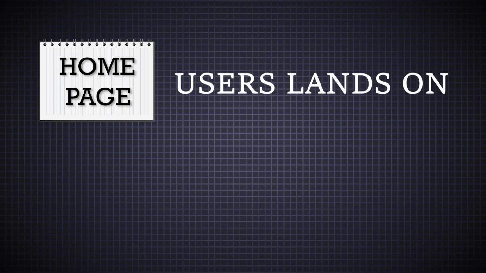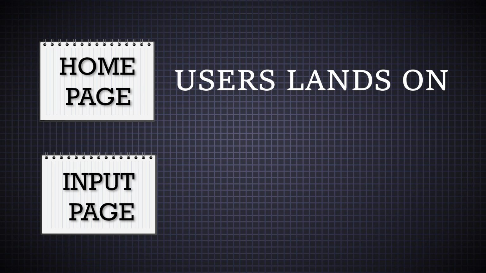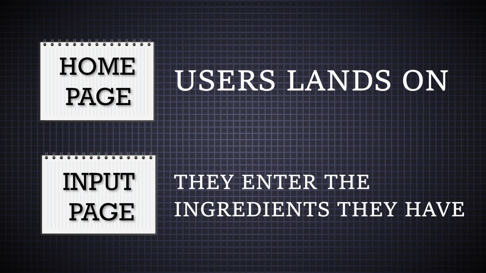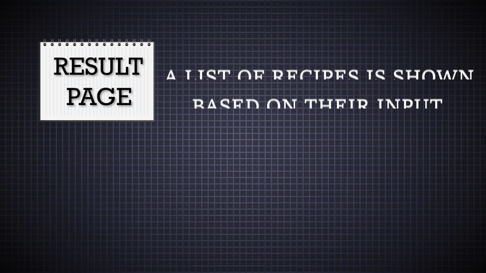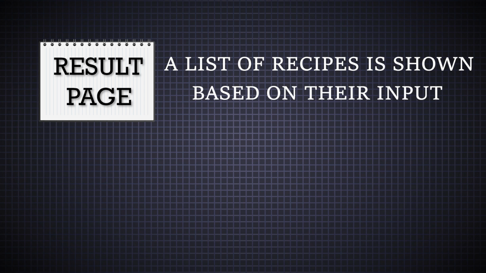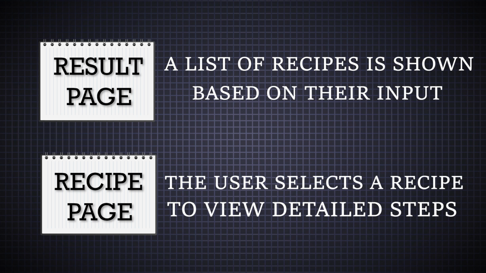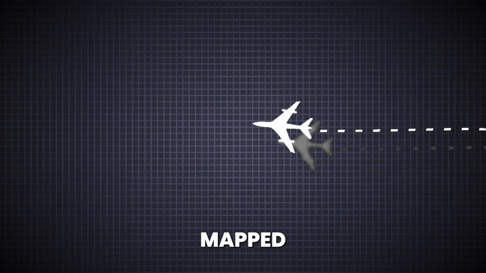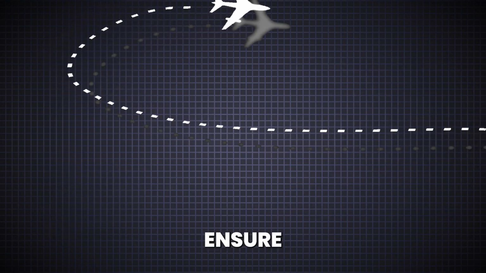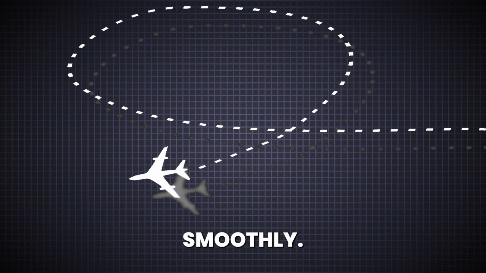For a recipe finder app, the flow would look like this. Homepage, where users land on. Then input page, they enter the ingredients they have. Result page, a list of recipes shown based on their input. And then the recipe page, the user selects a recipe to view detailed steps. Having this mapped out helps you structure the journey and ensure users can navigate smoothly.